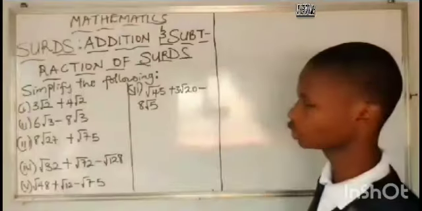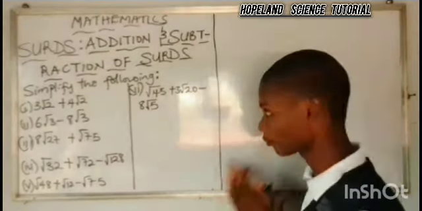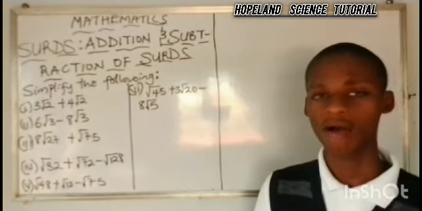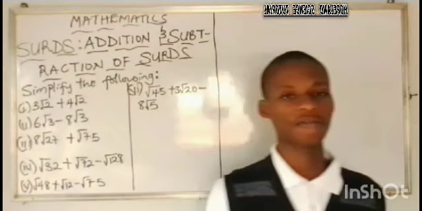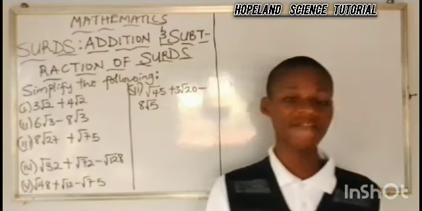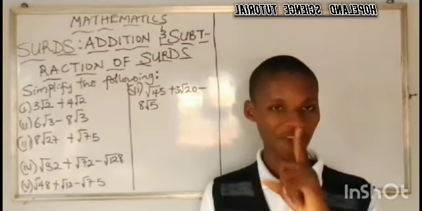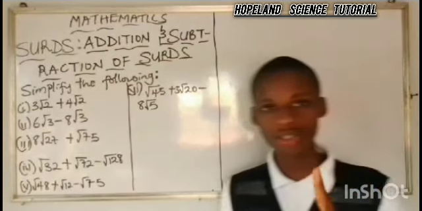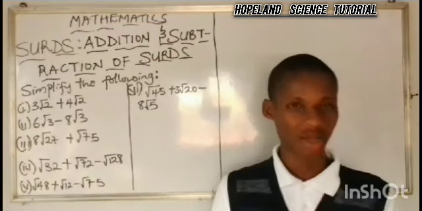Now, before we continue with solving these examples, I want to tell you something. Anytime you are faced with a problem of addition or subtraction of surds, there are certain facts you need to know. Number one, the surd that you are to add or subtract must be a basic surd.